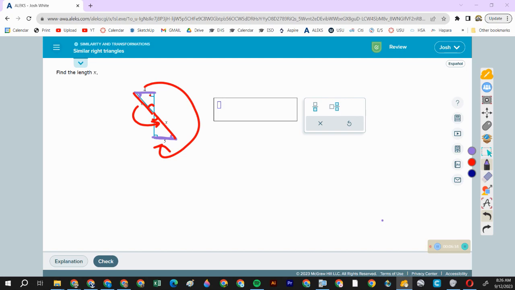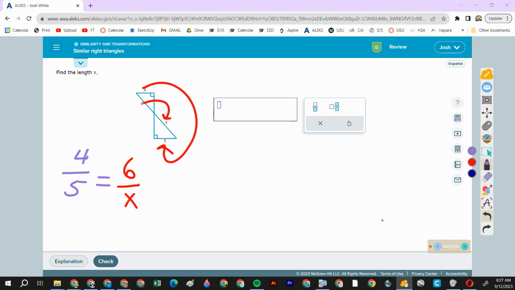Okay? So I know that 4 divided by 5 is equal to what? Is it x divided by 6 or 6 divided by x? So if we go from this direction, then we have to go from this direction. So 6 divided by x. Okay? Now we need to figure out how big x is. How do we solve this?